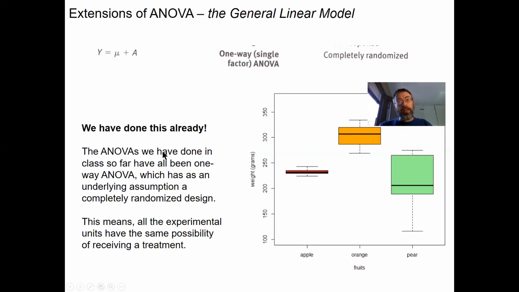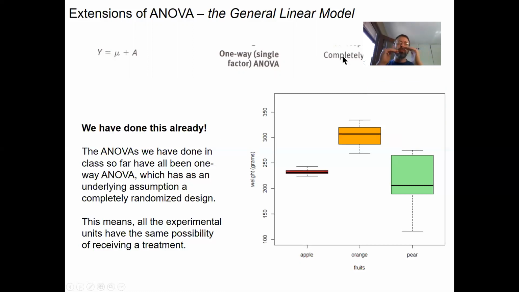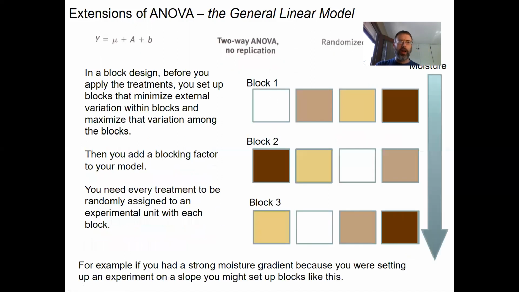The ANOVAs we have done in class so far have all been what we call one-way ANOVA. That means there's an underlying assumption of a completely randomized design. A completely randomized design means all experimental units have equal probability of receiving any of the treatments. Let that wash over you. It's true. Okay, but that's only the start of the ANOVA. That's only the first step in the ANOVA family. There's many other kinds of ANOVAs.